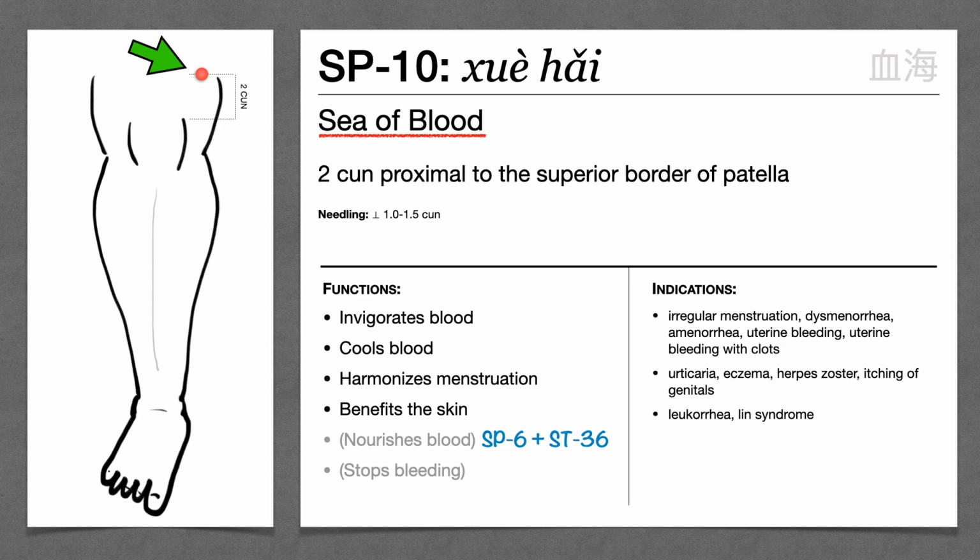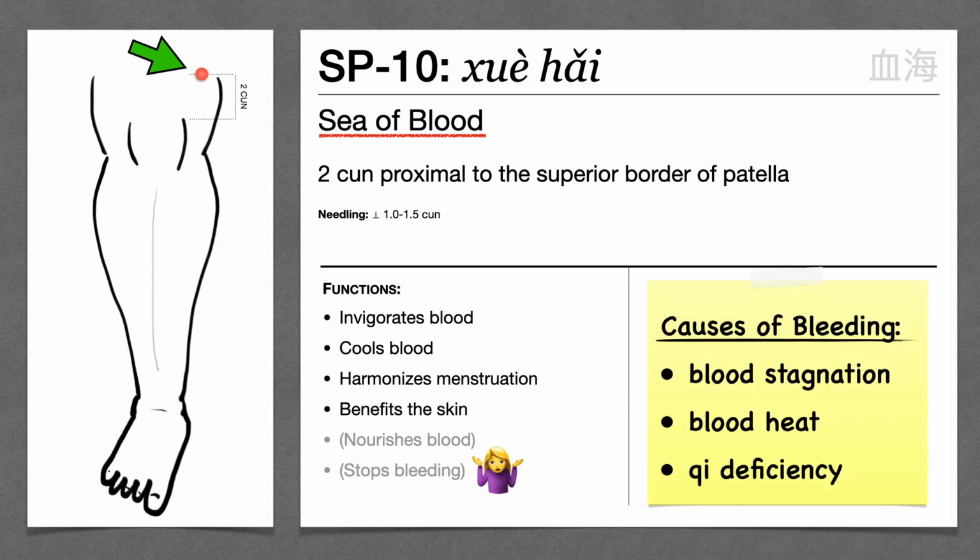And then, does spleen 10 stop bleeding? Well, two major causes of bleeding are blood stagnation and heat in the blood, so it definitely stops bleeding that way. But can it stop bleeding due to deficiency?